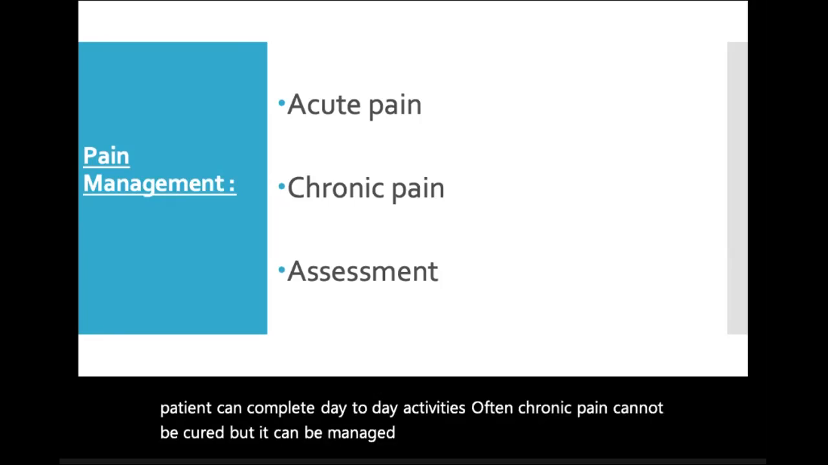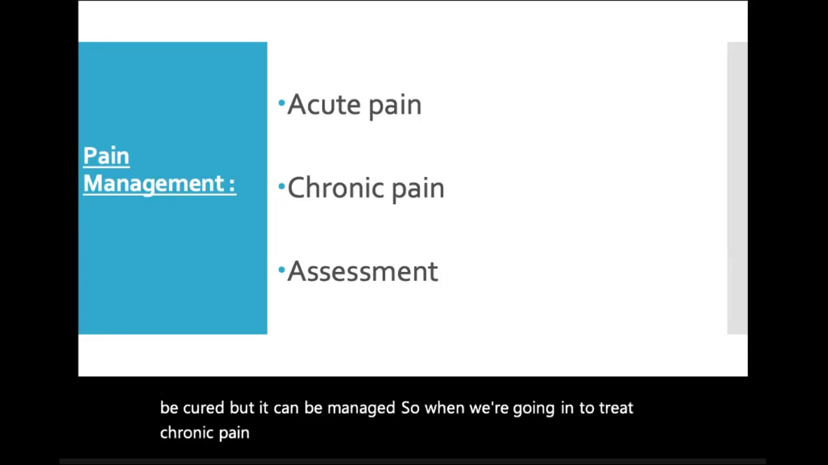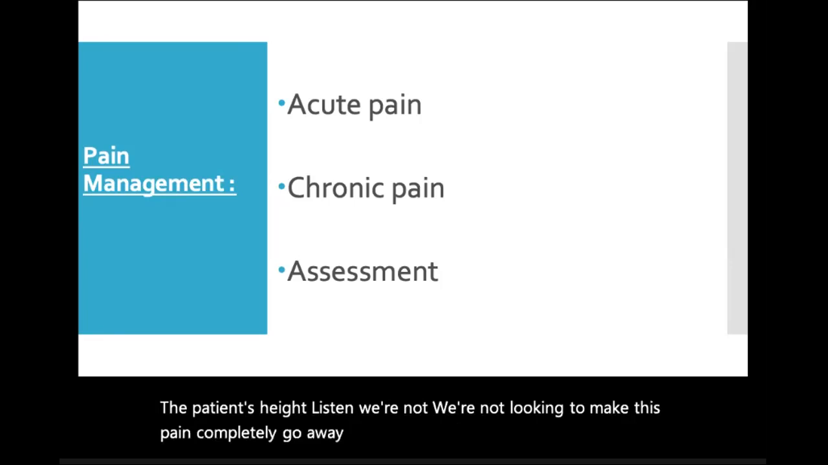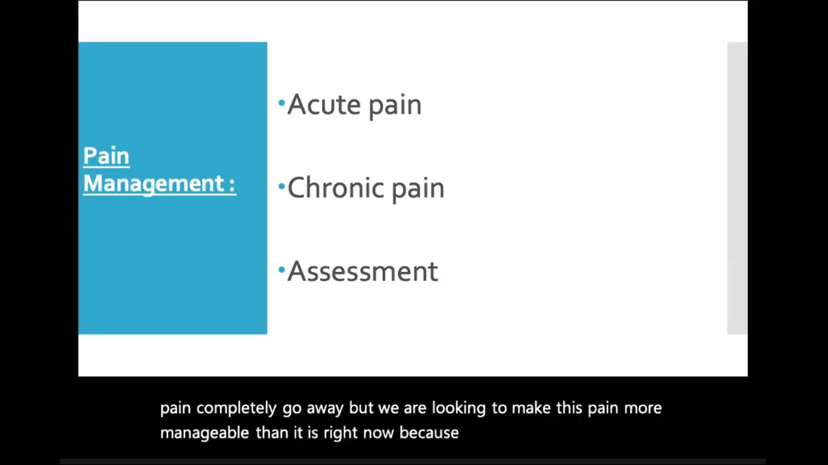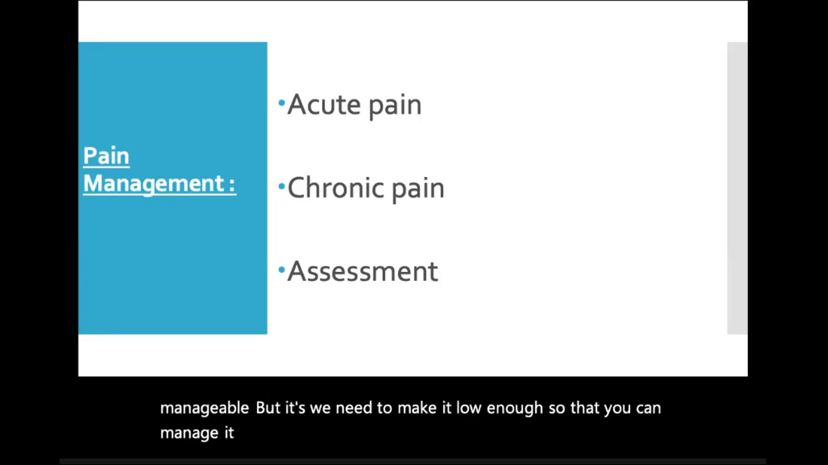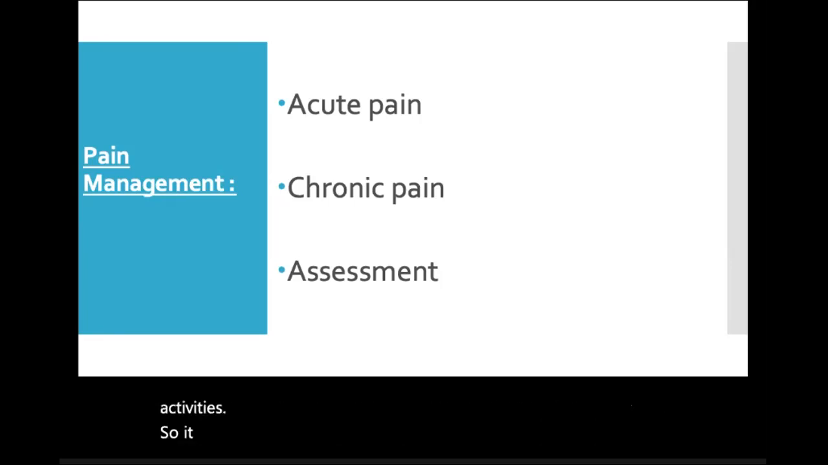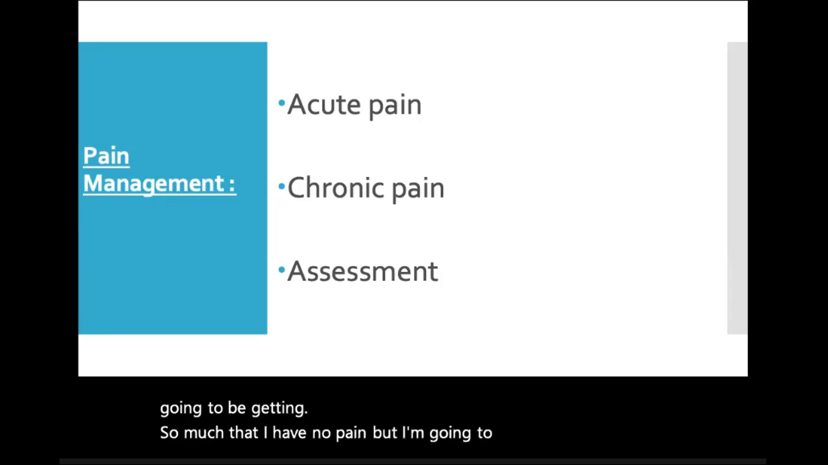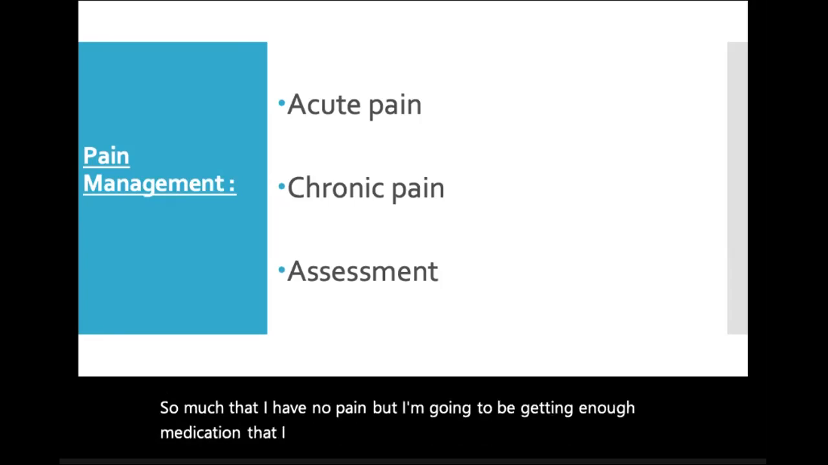So when we're going in to treat chronic pain, the first thing I usually say to the patient is, listen, we're not looking to make this pain completely go away, but we are looking to make this pain more manageable than it is right now, because right now it's not manageable. We need to make it low enough so that you can manage it and do your day-to-day activities. So it definitely sets an expectation with the patient that I'm not going to be getting so much medication that I have no pain, but I'm going to be getting enough that I can control my pain and I can function.